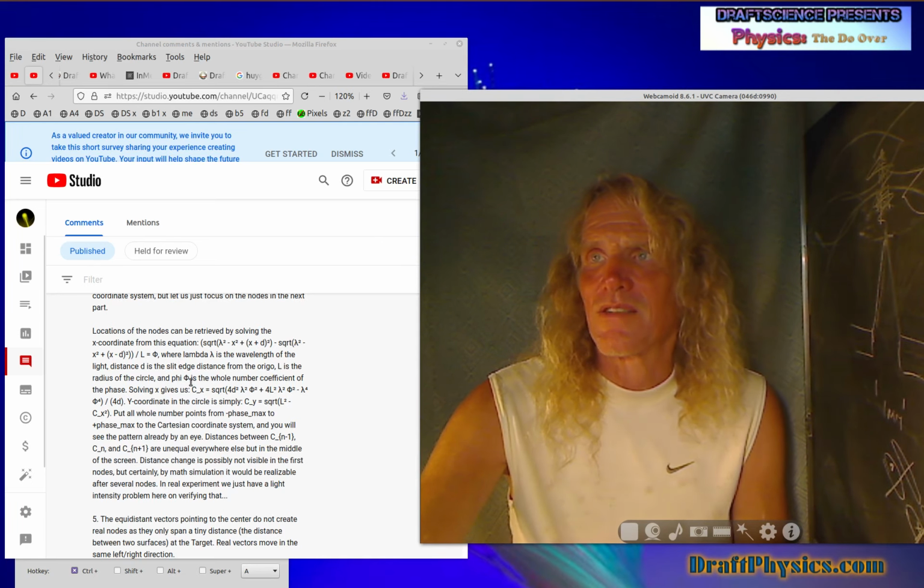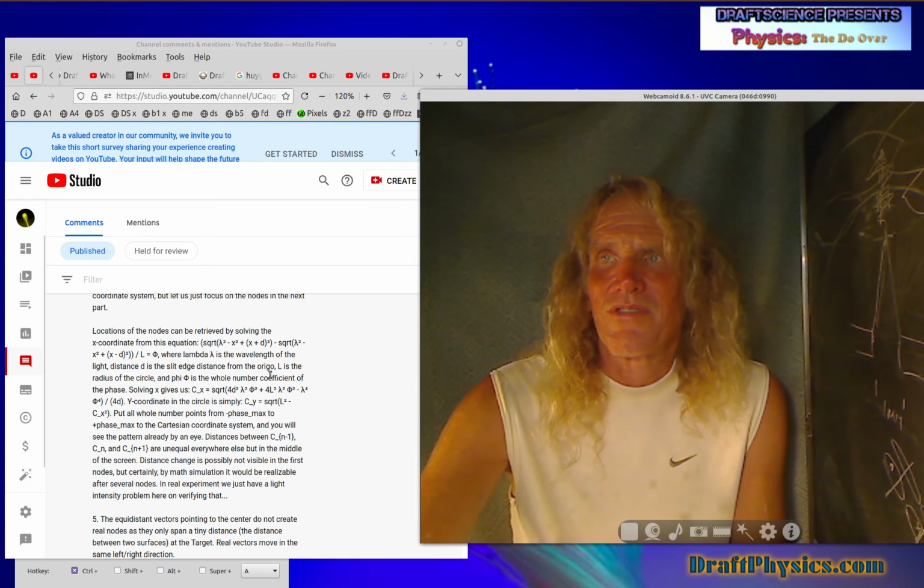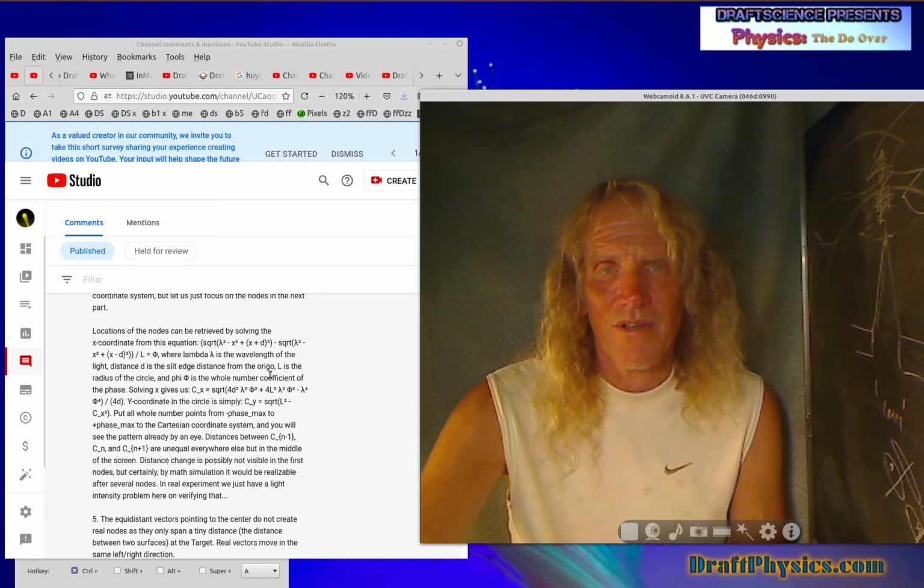But anyway, lambda is the wavelength of the light. Distance is the slit edge distance from the ergo. So again, you're doing this crazy distance thing, where you're creating an artificial half and then saying the distance is 2 halves. Well, duh.